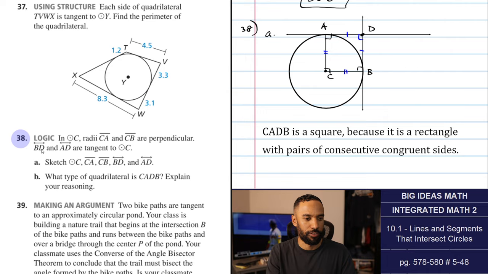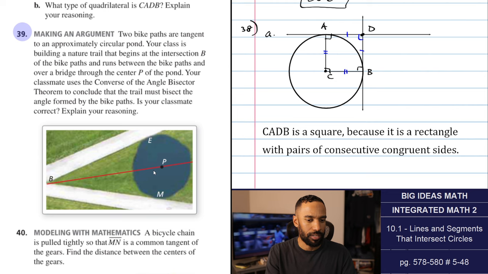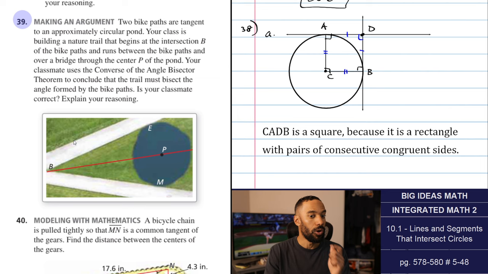Two bike paths, I guess here and here, are tangent to an approximately circular pond. Well, is it circular or not? Your class is building a nature trail that begins at the intersection B over a bridge through the center P of the pond. Your classmate uses the converse of the angle bisector theorem to conclude the trail must bisect the angle formed by the bike paths. Is your classmate correct? Explain your reasoning.